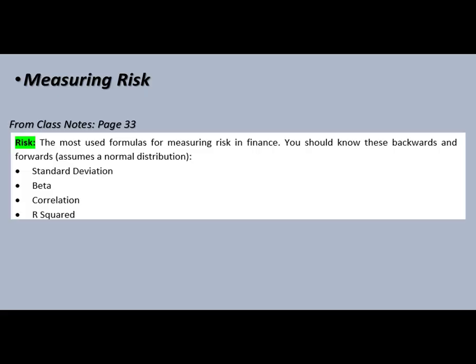In finance, we have 4 very common terms that we use quite a bit: standard deviation, beta, correlation, and R squared. As a finance major, or really just a business major, you should know these formulas off the top of your head, exactly what they're doing. There's a lot of theory embedded in these formulas. So let's look at them and get a little bit of comfort.